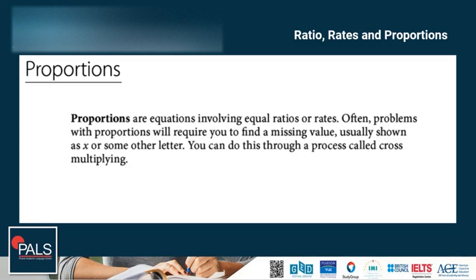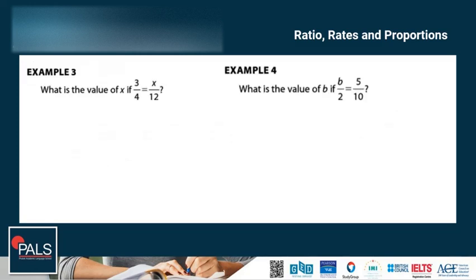Proportions are equations involving equal ratios or rates. Often, problems with proportions will require you to find a missing value, usually known as x or some other letter. You can do this through a process called cross-multiplying. Let's try some examples. Example 3. What is the value of x if 3/4 is equal to x over 12? What is x?